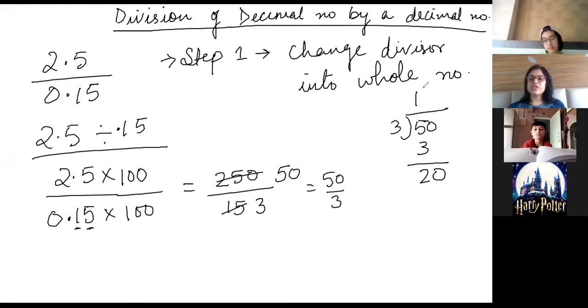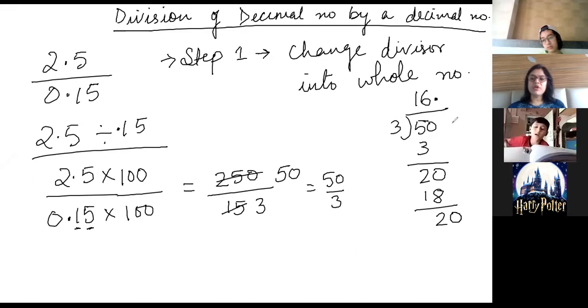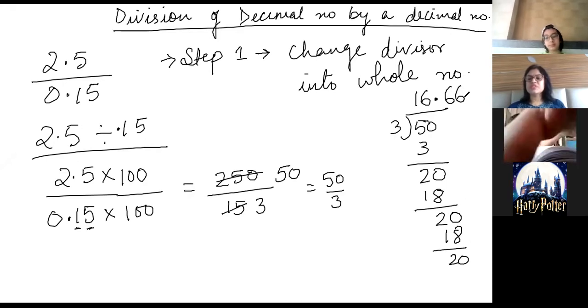So this is 20. So 3 6s are 18. After 18, what will I do? 2. You don't have anything else. So I'll put a decimal over here. And instead of decimal, you put a 0 over here. Again 6 will come. Ma'am, 6 bar. Yes, 6 bar. You are getting the same thing, 6, 6, 6, 6, 6.